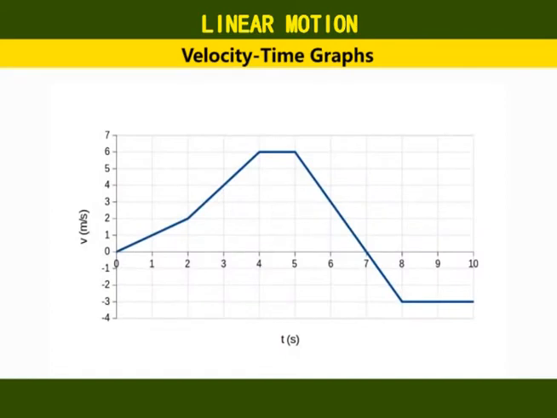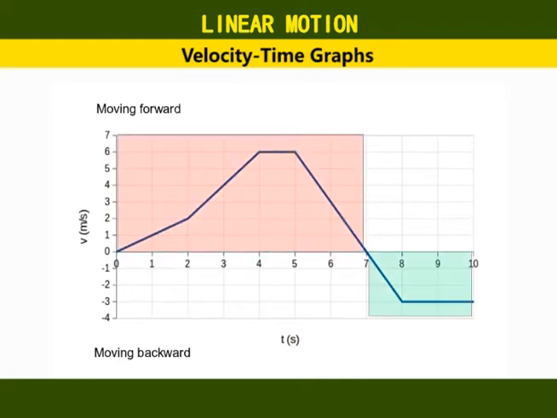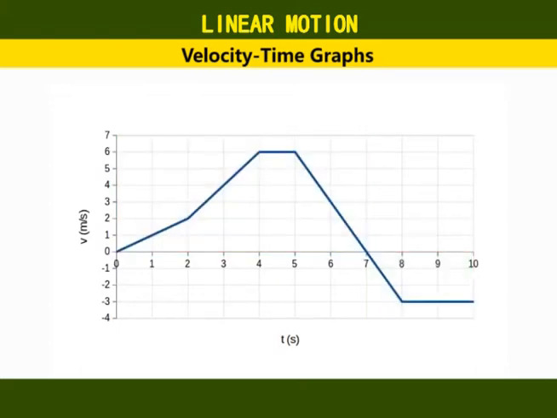Let's look at another one for velocity time graph. Again, velocity is a vector quantity, and so we have positive and negative velocities. Positive means moving forward, and negative means moving backward. Not moving is where we are crossing the x-axis, and here it happens twice. So what's happening at these points?